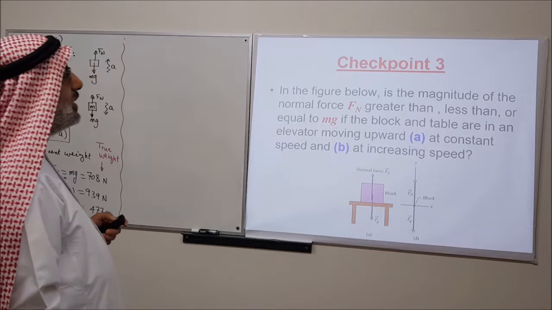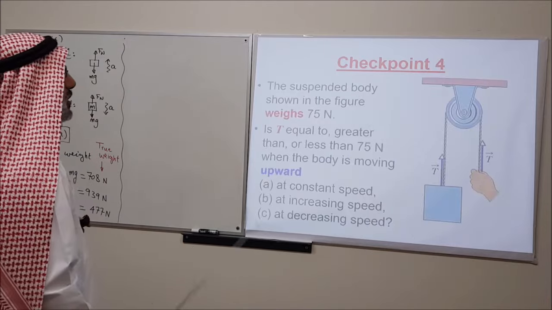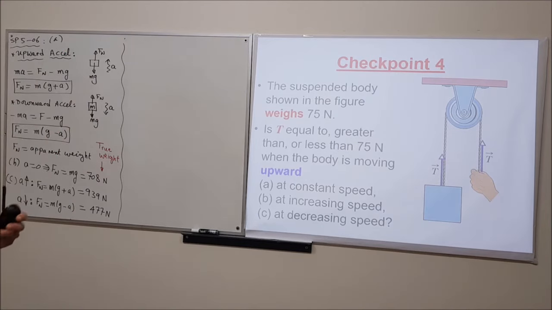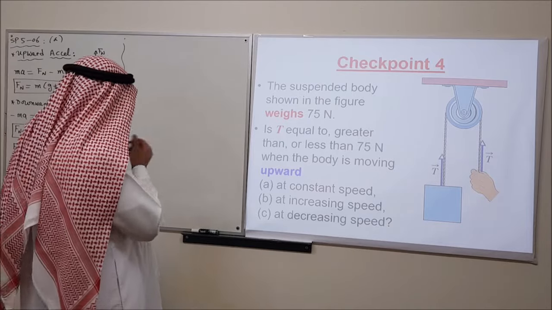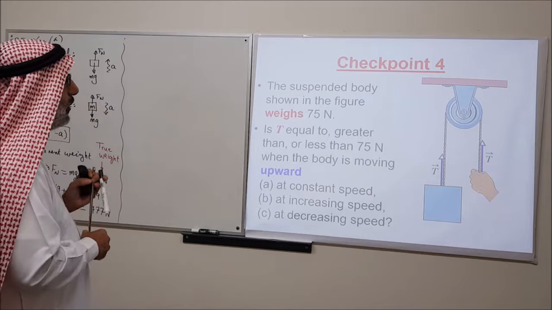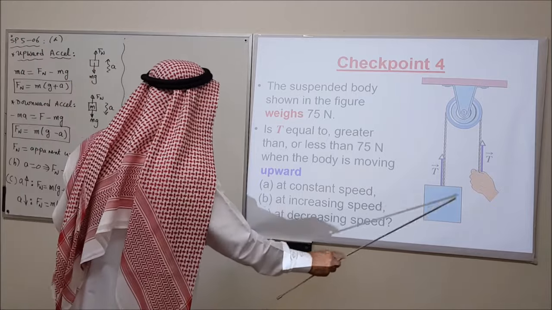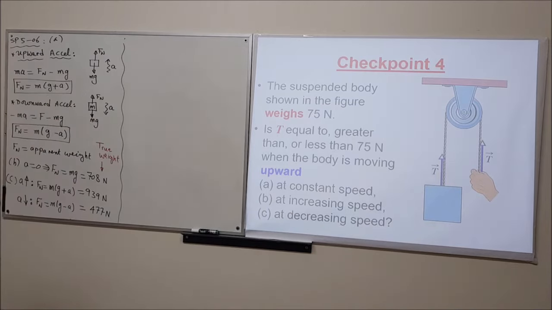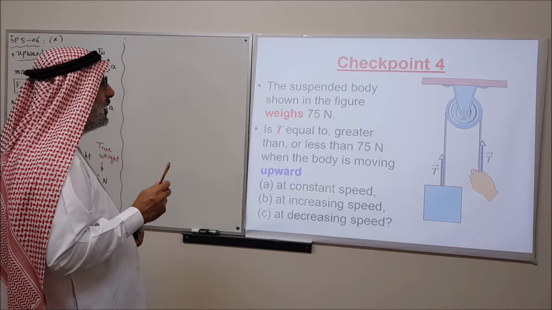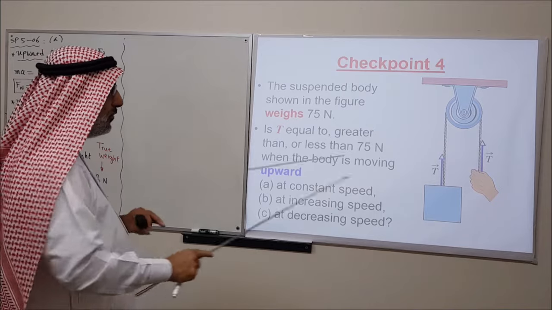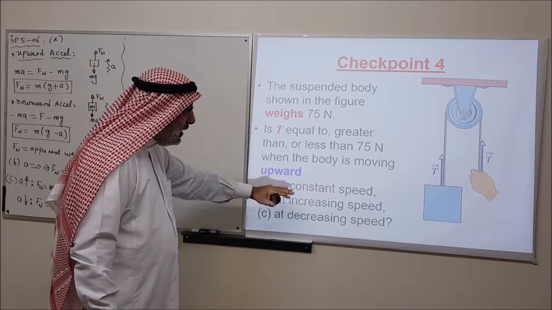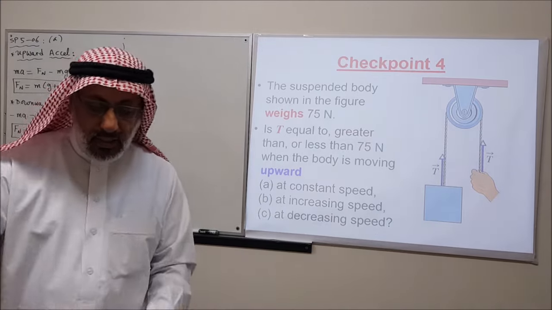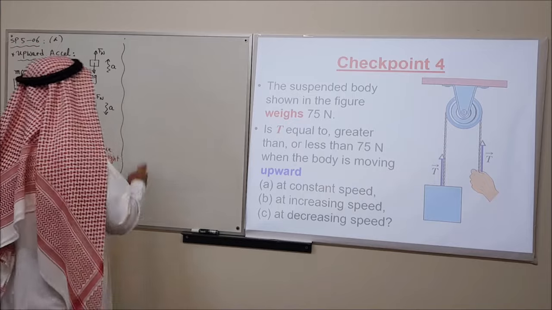Checkpoint 4 is very similar, but instead of dealing with the normal force, now we deal with the tension. But it is the same situation. We have upward or downward acceleration. So the checkpoint here says, the suspended body shown in the figure weighs 75 newtons. The weight, the true weight of the object, mg, is equal to 75 newtons. Is the tension equal to, greater than, or less than 75 newtons when the body is moving upward? Note that the body is moving upward at constant speed, increasing speed, or decreasing speed. Let's analyze that. The first one is easy.